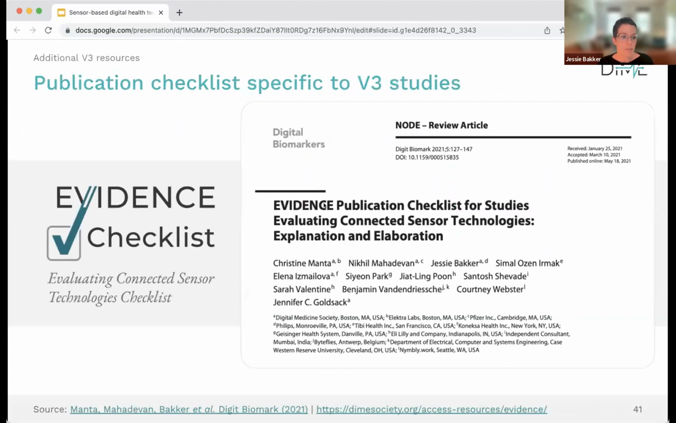So I'm sure many of you are familiar with the CONSORT checklist, for example, for when you are writing or reviewing or publishing a manuscript summarizing a randomized trial. There is also the PRISMA checklist for meta-analyses. The EVIDENCE checklist is a publication checklist specifically for studies that fit within the V3 framework for connected sensor technologies. So I do encourage you to check that out if you are writing a paper or peer reviewing a paper on one of these topics.